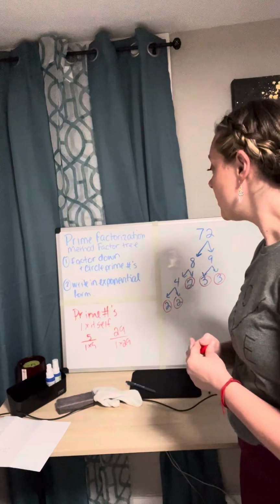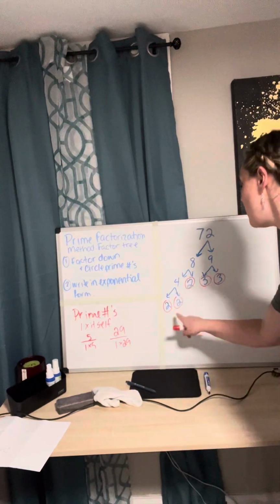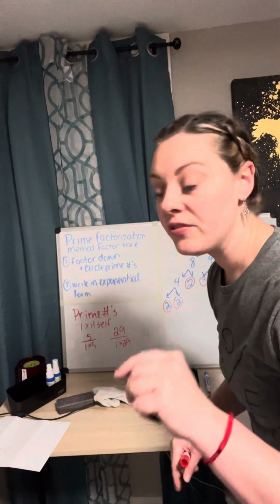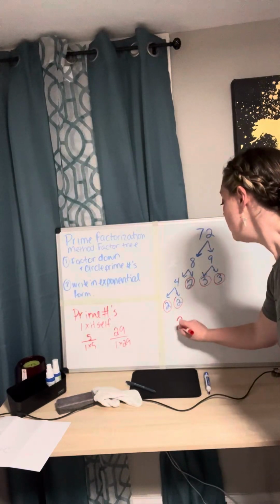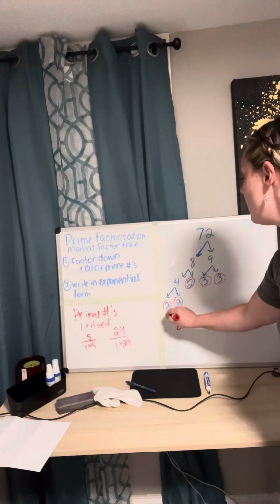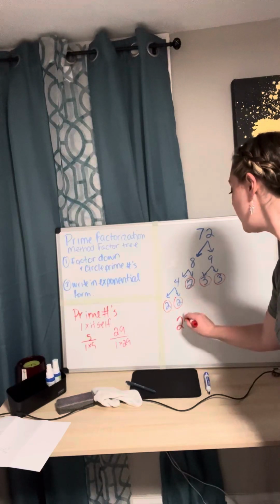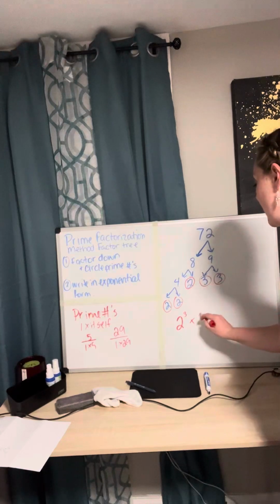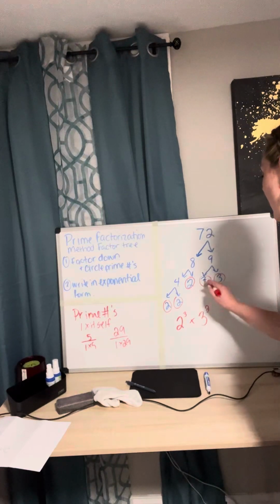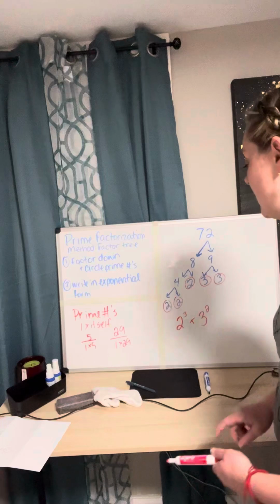And then last step, we're going to write in exponential form. So start with your smaller number first. We have 2 and 3, so 2 goes first. I have a 2, and how many 2's do I have? 1, 2, 3, so the exponent of 3. Times 3, and how many 3's do I have? I have 2 3's. All right, let's try another one.